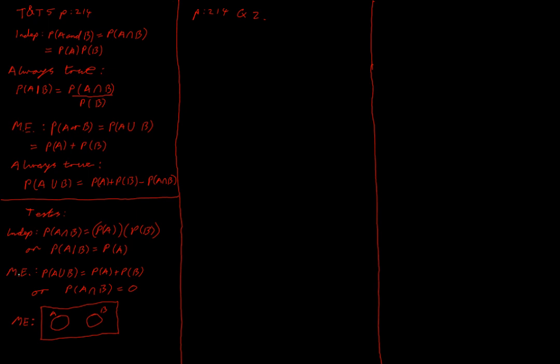The ways of looking for mutually exclusive events are, is the probability of A or B, probability of A union B, equal to the probability of A plus the probability of B? If that's true, they must be mutually exclusive. Or, put another way, is the probability of A and B happening together equal to 0? If that's equal to 0, that means they must be mutually exclusive.